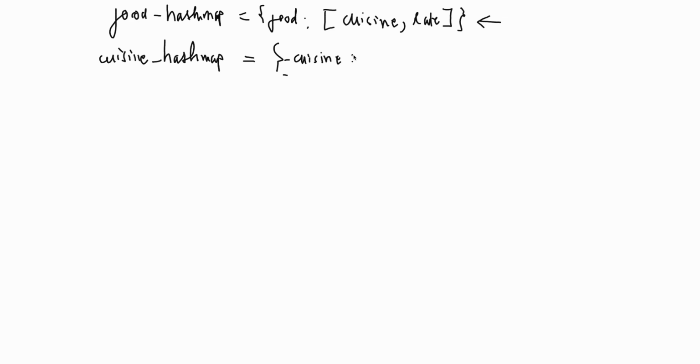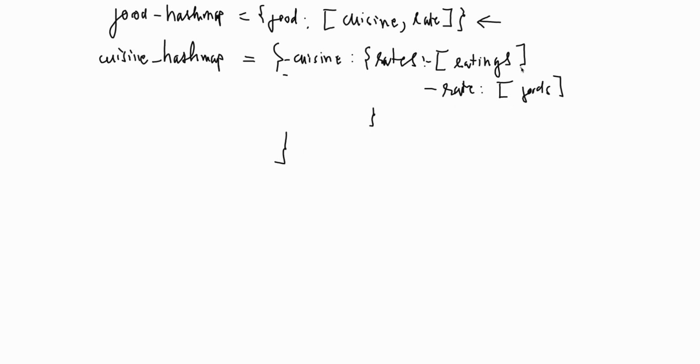So for each cuisine we will define the rates. For example, in here that will store all of the ratings for these cuisines, right? All of the ratings. And then the second attribute of this one would be the rate, right? Because we have the rating in here, we need somehow to connect to the rate, and each rate will associate with the food. We can have multiple foods in here.